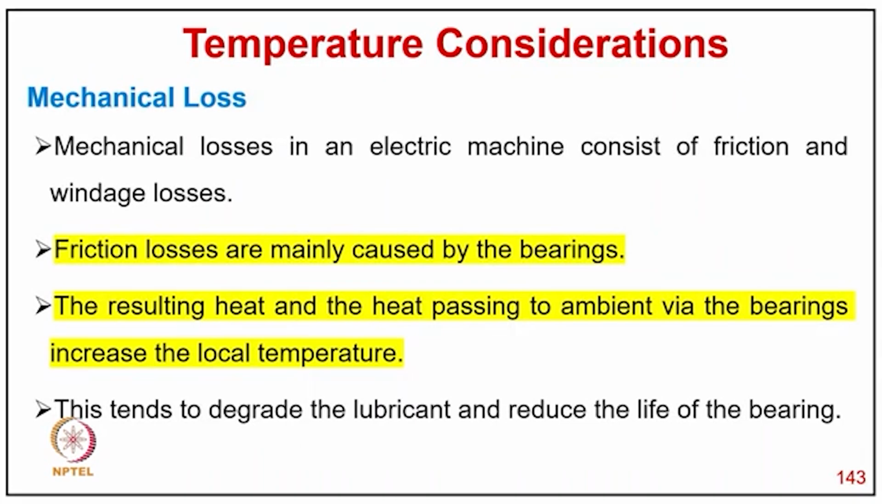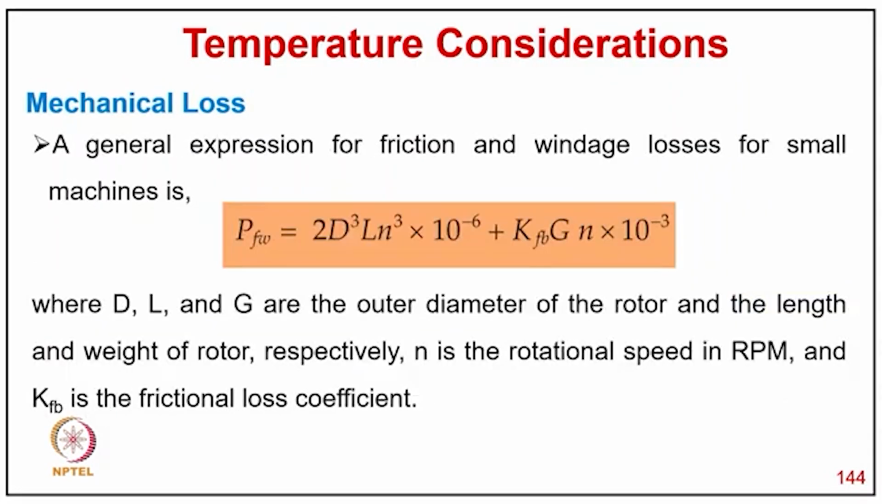Coming now to mechanical losses. Mechanical losses in electrical machines consist of friction and windage losses. Friction losses are mainly caused by the bearings, and the resultant heat and the heat passing to ambient via the bearing increases the local temperature, and this tends to degrade the lubricant and reduce the life of the bearing.